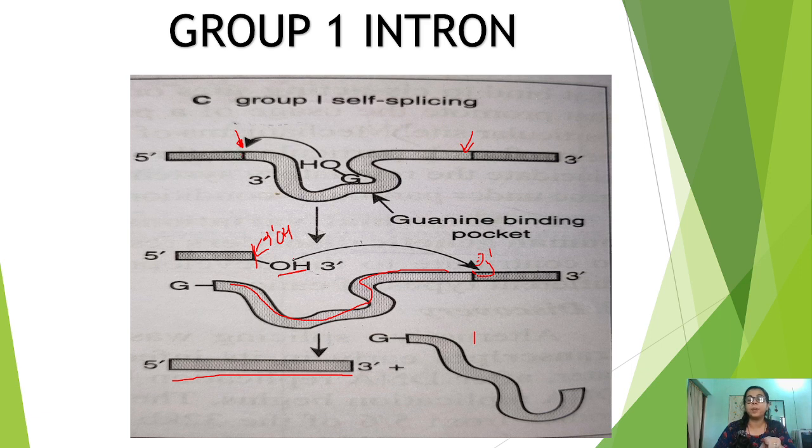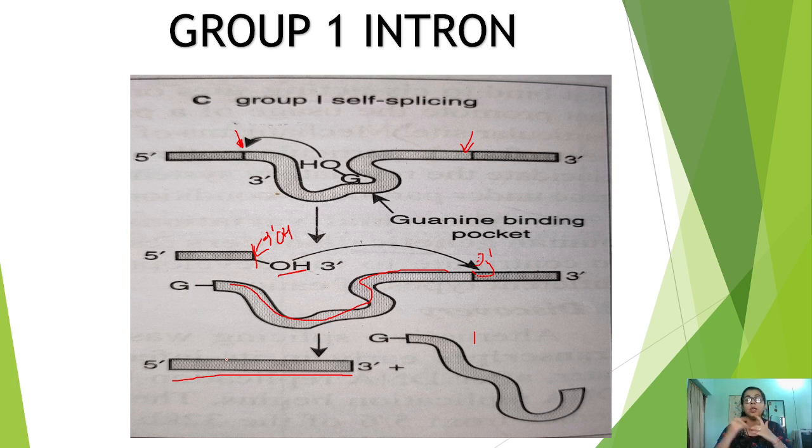As a result, the 3' OH end was created on the 5' exon, and this 3' OH end made another nucleophilic attack. As a result, the intron was removed and the exons joined. So by this mechanism, you might be clear why it is called self-splicing, because no other intermediary molecules were required for removing the intron. It itself was capable enough to remove the intron.